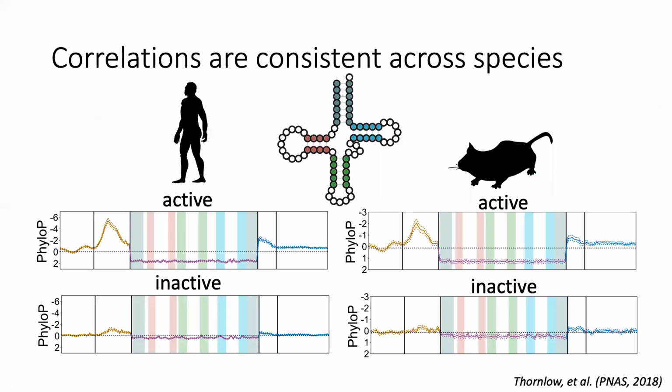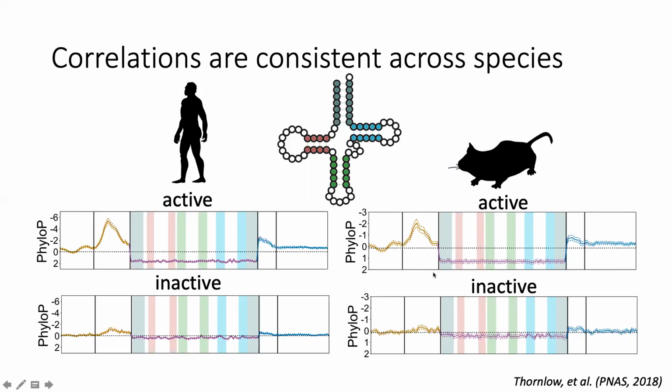Now, if we take the average PhyloP scores by position across all human and mouse active and inactive tRNA genes in their flanking regions, color-coded according to the diagram shown, we see an extremely characteristic pattern where the active tRNA loci have high levels of divergence in the flanking regions, but their gene sequences are extremely well conserved.